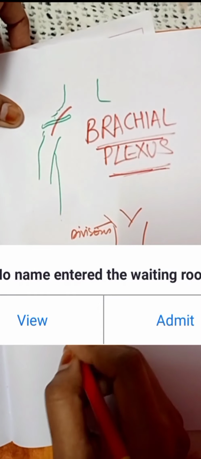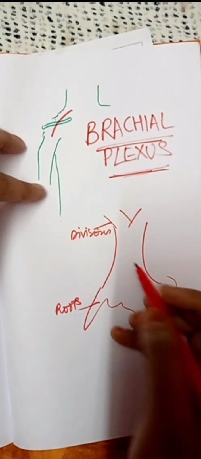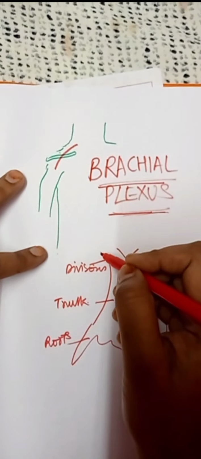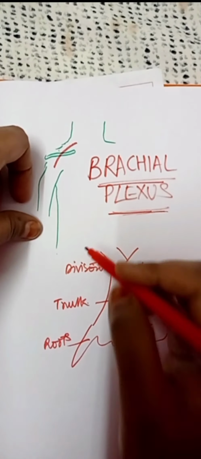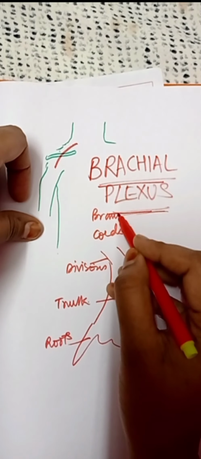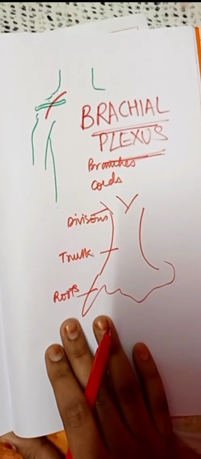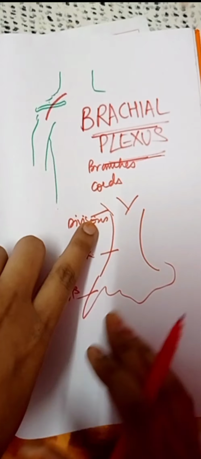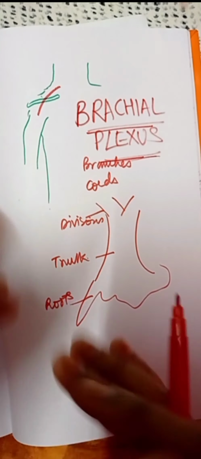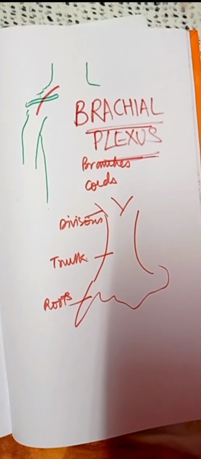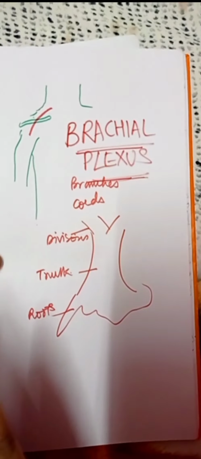So first we have roots, then we have trunks, then we have divisions. Divisions will add up, they will combine, and then they will form cords. Cords will give your branches. I guess this hierarchy is clear and you should know it on the tip of the tongue: roots, trunks, divisions, cords and branches. Now I will explain with a simple line diagram about these trunks and roots, and you need to draw that diagram and memorize it. And the brachial plexus will be like a piece of cake for you.